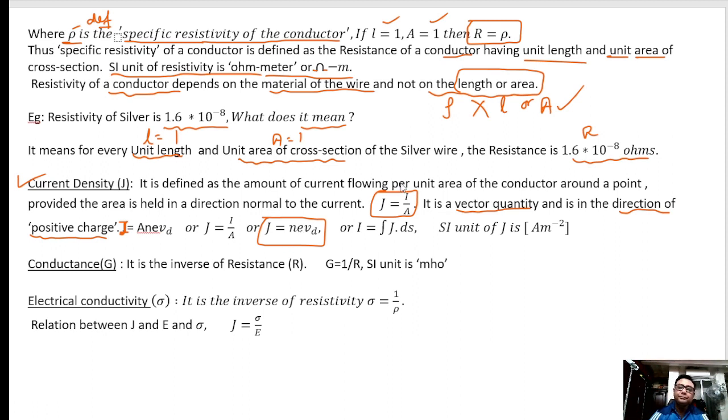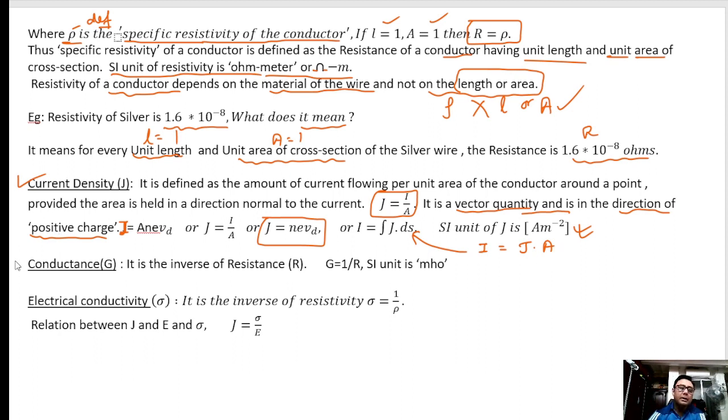Remember this: the current I can be found as the current density times the area, and that is why we can also use the formula I equals the integral of J dot dS. The SI unit of J is ampere per square meter. Please keep note of all these things.